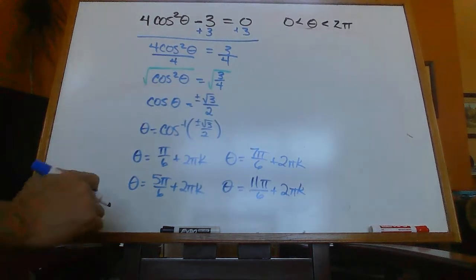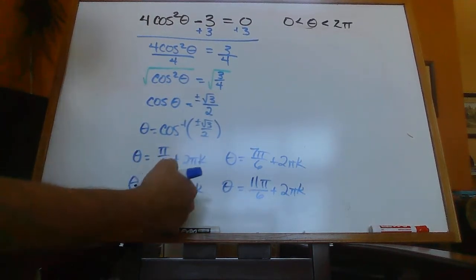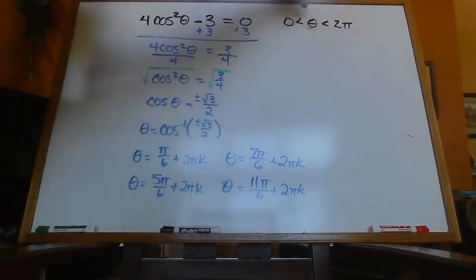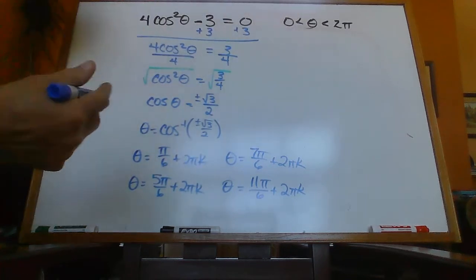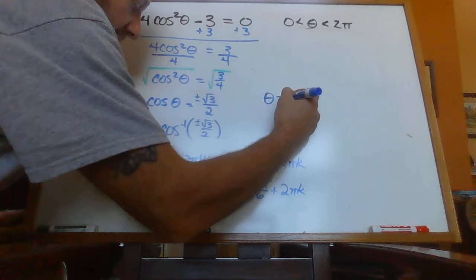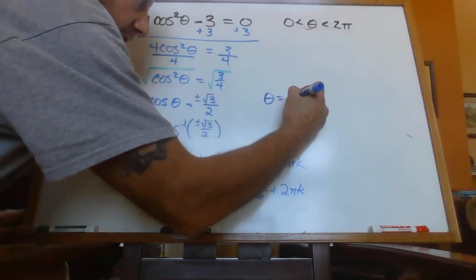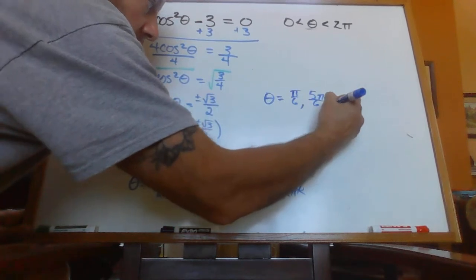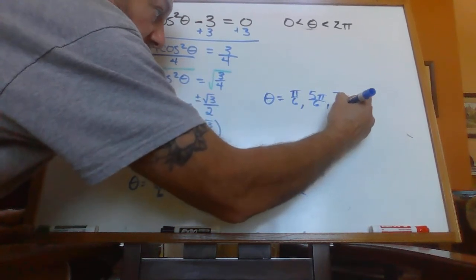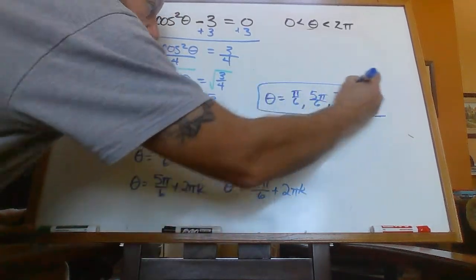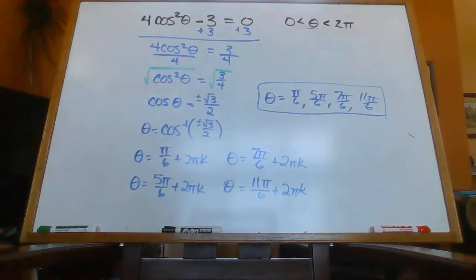Now, since I didn't change the period, and all these are just the answers, I don't really need the plus 2 pi k, because if I add 2 pi or subtract 2 pi to anything that's inside this range right here, I'm going to end up with something outside the range. So my final answer here is going to be pi over 6, 5 pi over 6, 7 pi over 6, and 11 pi over 6. So I got 4 answers to this problem.